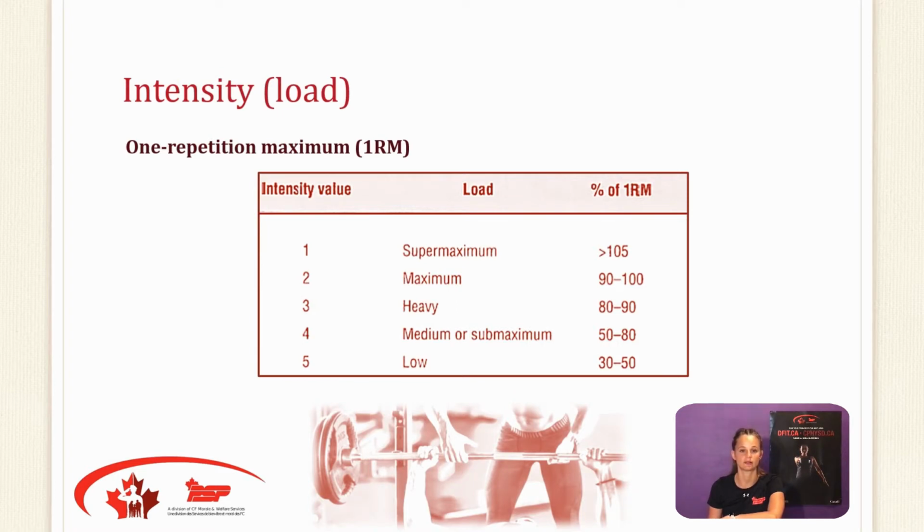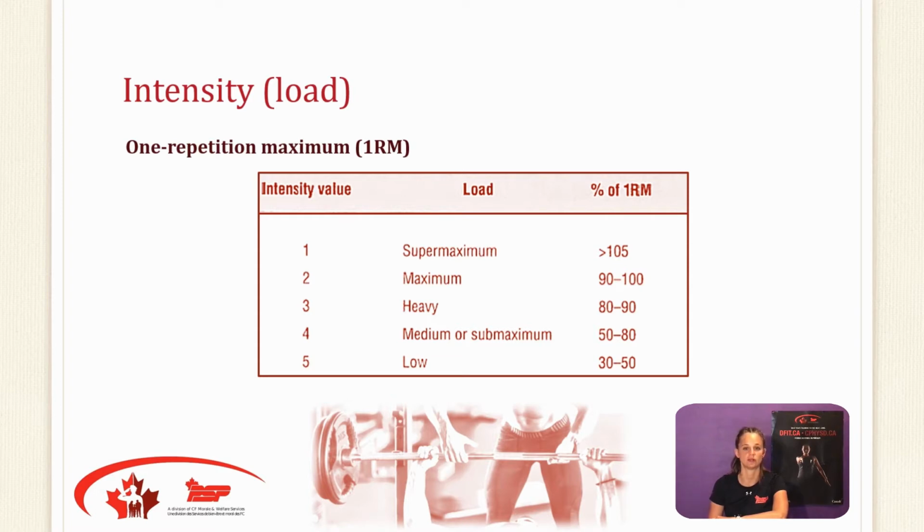Next big factor: intensity or load of training. To understand intensity, first, let's talk about 1 rep max. 1 repetition maximum is the maximum amount of weight that a person can possibly lift for 1 repetition. It can also be used as an upper limit. So in strength training, intensity or load is expressed as a percentage of 1 rep max.